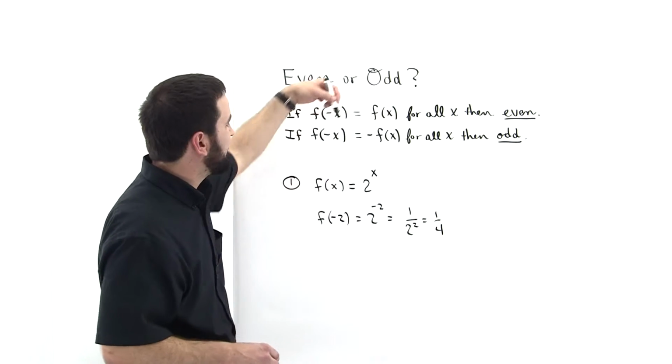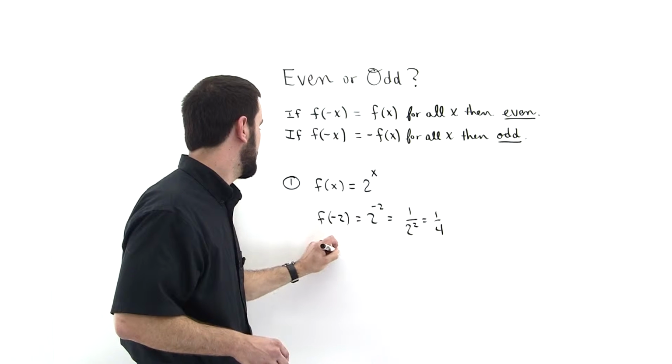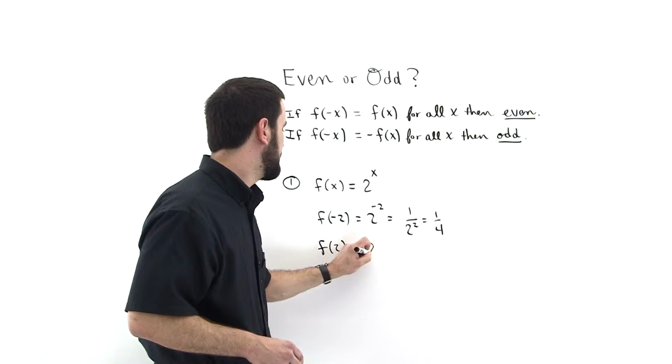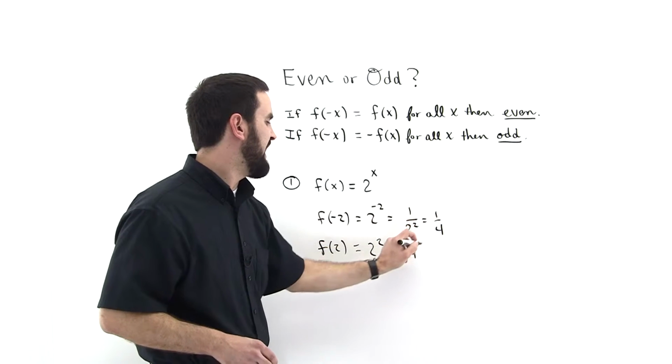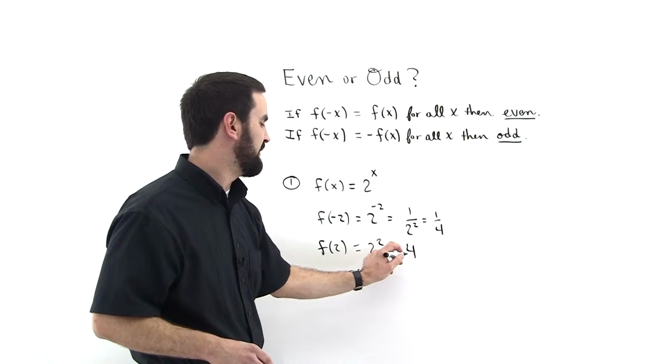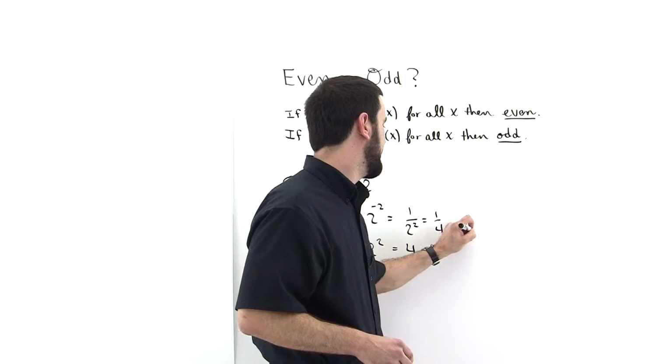And then we need to test f of positive 2. So f of positive 2 is equal to 2 squared, which is equal to 4. So this is not equal to this. 1/4 is certainly not equal to 4, and so this thing is not even.